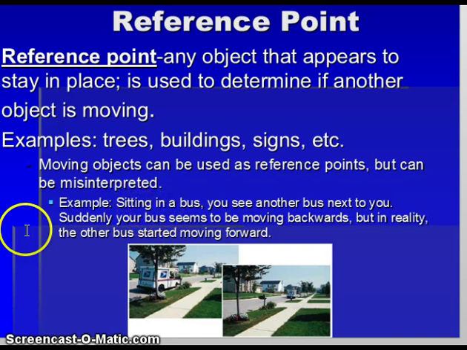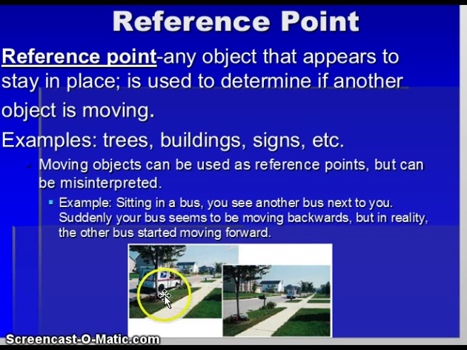would be if you're sitting on a bus and the other bus sitting next to you starts moving. Suddenly it seems that your bus is moving backwards, but really you are the one staying in the same spot. That is a reference point that makes you feel like you're moving even though you're not. So that would be an example of a bad reference point, okay, because it is moving.